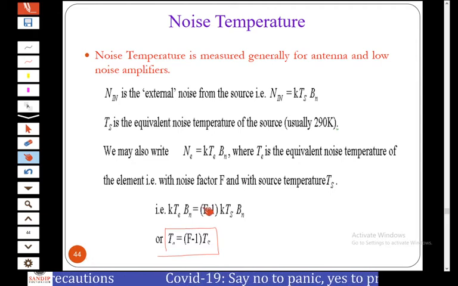Now equating these equations, k Te Bn equals (F minus 1), where F is the noise factor of the system, times k Ts Bn, where k and Bn get cancelled. So the equivalent noise temperature of the element is Te equal to (F minus 1) times Ts. You should remember this relation, because based on it a small example may be expected in the theory paper.